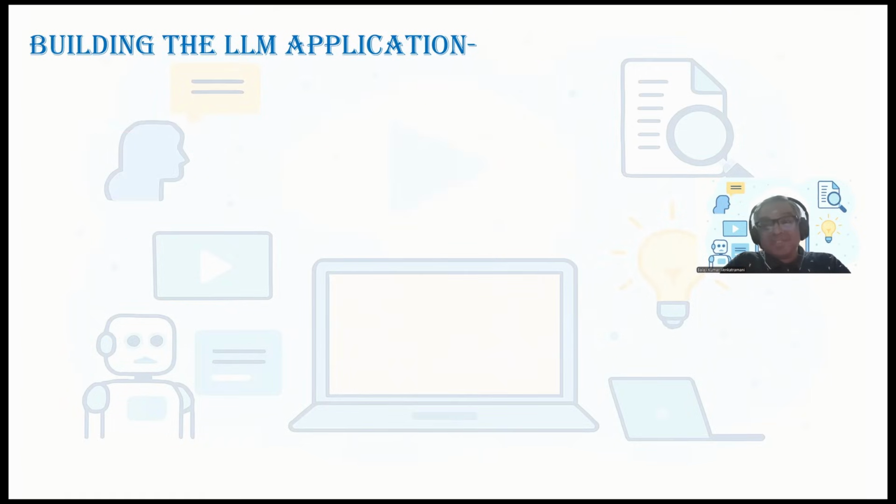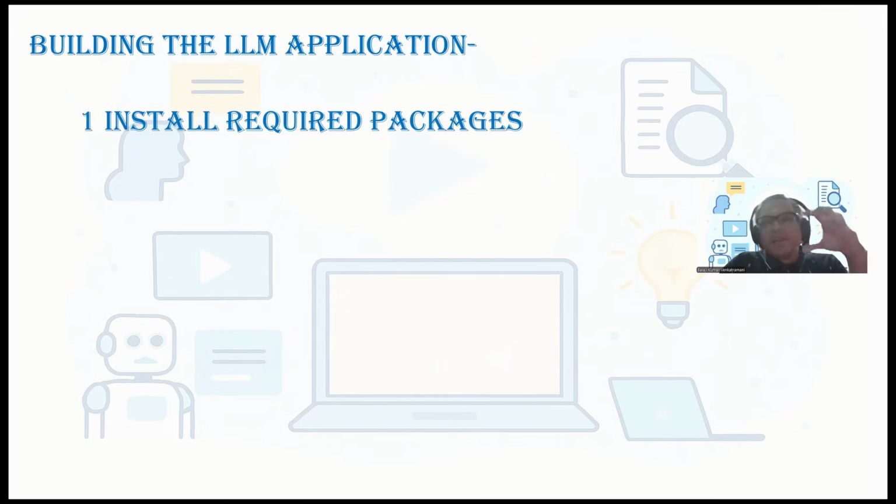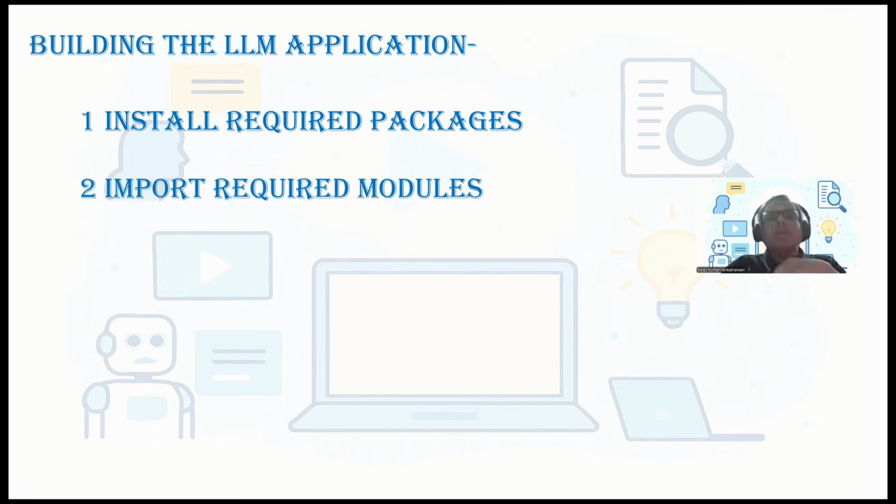Then comes the real most important step, which is building the LLM application. What are the steps involved? We have to install all the required packages. So we saw we need LangChain, we need prompt template, we need JSON output parser. We have to use Open Router, which also needs certain packages to be installed for us to be using all of them in our LLM application. So we have to install all the required packages.